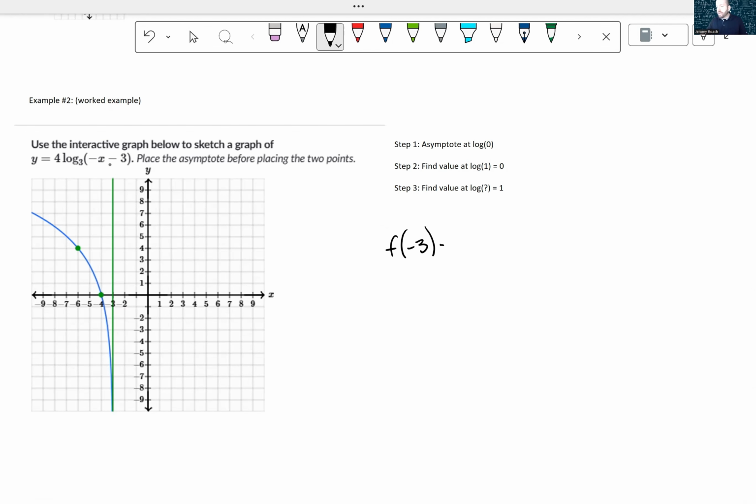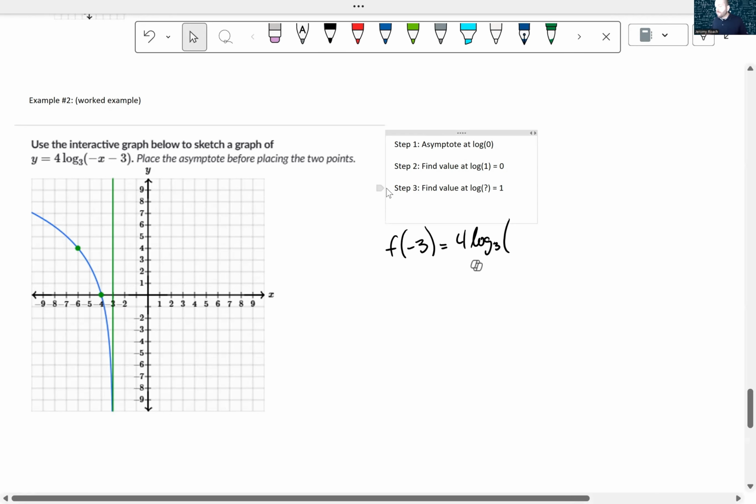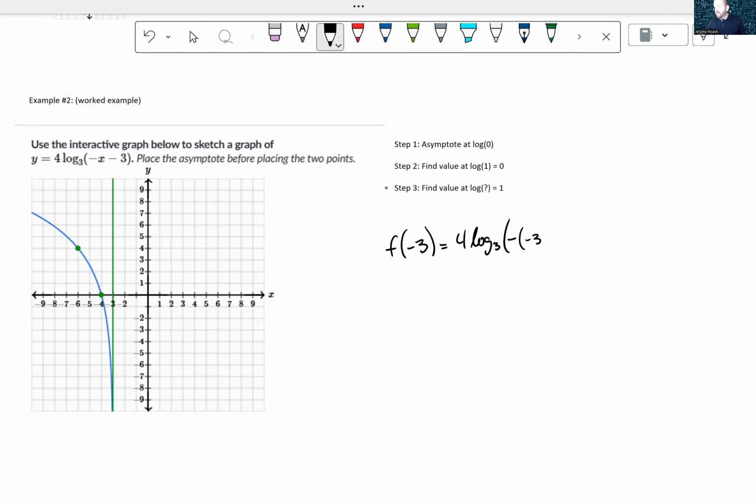f of negative 3 is equal to 4 log base 3, negative 3 is what we're plugging in for x, minus 3. And that gives us 4 log base 3 of 0. And that's undefined. That's 4 times undefined, which we cannot do. That's just undefined. So at negative 3 it is undefined, and that's how we have our asymptote right here. Okay, let's check out how we got the rest of these points, though.